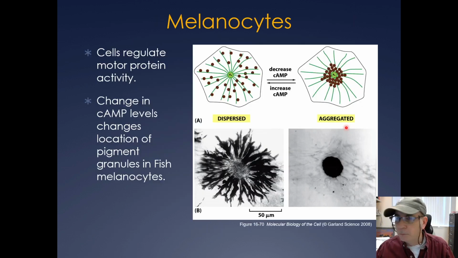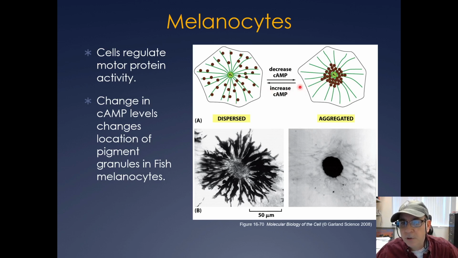Okay, melanocytes also can move on microtubules with the Dynein and with the kinesins. And here's an example of how that's all regulated with changes in cyclic AMP levels. Here it's dispersed, and you have these vesicles attached to the microtubules. If you decrease cyclic AMP, it will cause them to walk to the minus end at the centromere. And if you increase cyclic AMP, they'll actually move out to the plus end.